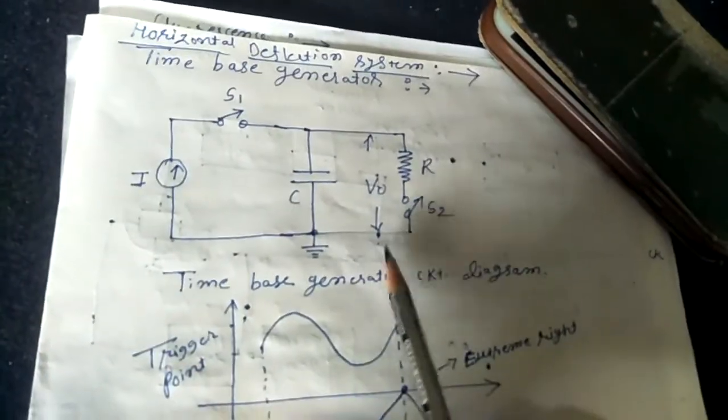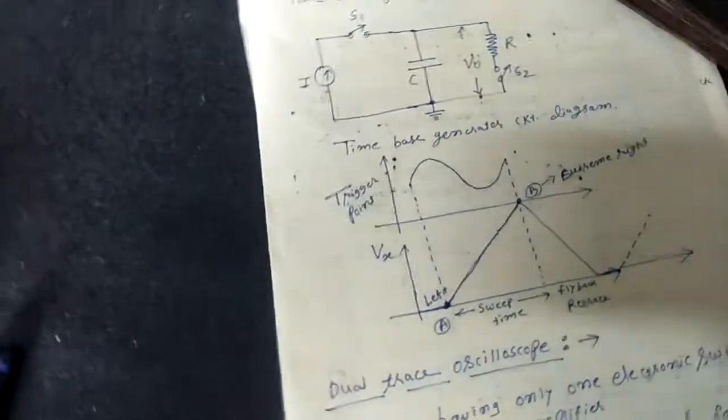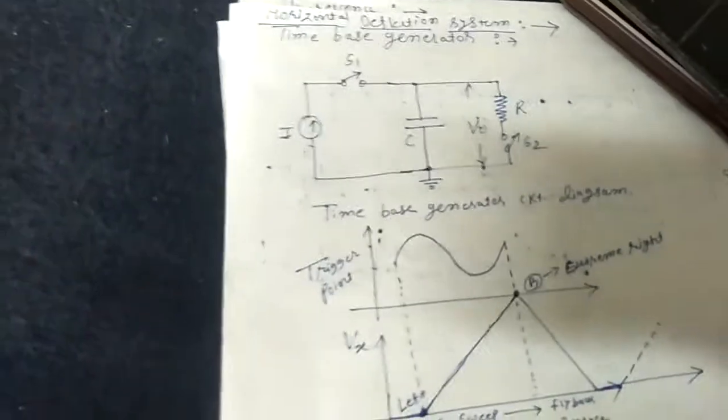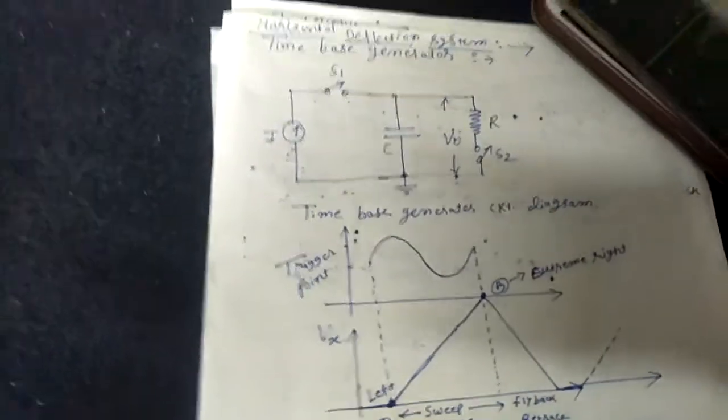So this is the circuit diagram of the time base generator. Now, which sections or components are there in the horizontal deflection system? Time base generator is there, after that trigger circuit is there, horizontal amplifier, and power supplies. So these are the different sections or components in the horizontal deflection system.